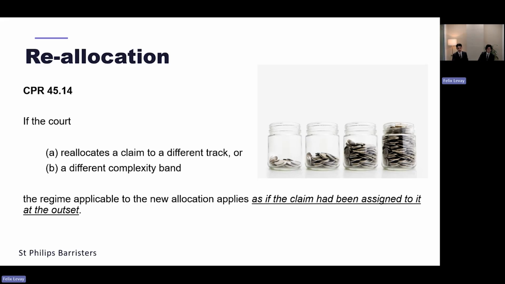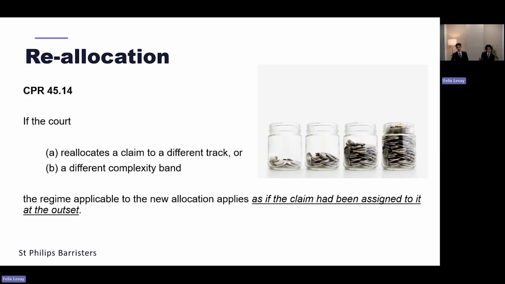Things to bear in mind: if a claim is allocated, there will have to be a change in circumstances in order for the track to be reallocated. So we can't just make the application because we don't necessarily agree with it. But if there has been a change in circumstances, for example, we have ourselves a PI claim that was initially indeterminate in some way, and then we've sought further medical evidence, and the value has gone up significantly, as it often does, then we might be able to make that application. So that's our change in circumstances.